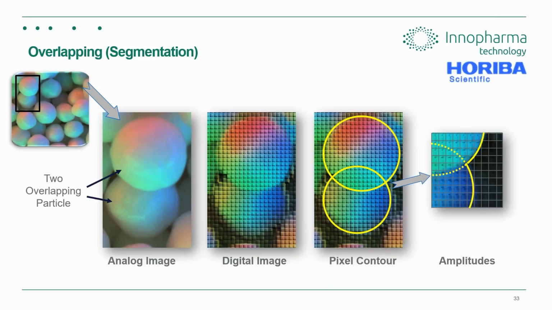And then another step as well is that the amplitudes can be detected, and if more than 50% of the particle is visible underneath another particle, we can project the contour around and get an edge detection on that.